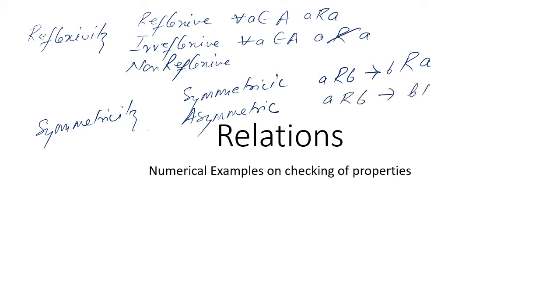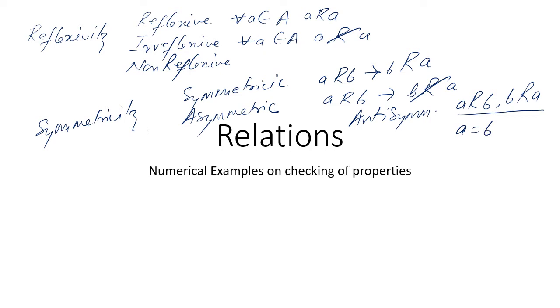The first is symmetric relations, where if A is related to the element B, it implies that B should also be related to A. Then we have the asymmetric relation, which means if A is related to B, it implies that B should not be related to A. And then we have the anti-symmetric relation, which implies that A related to B and B related to A, both these properties can simultaneously coexist if and only if A is equal to B.